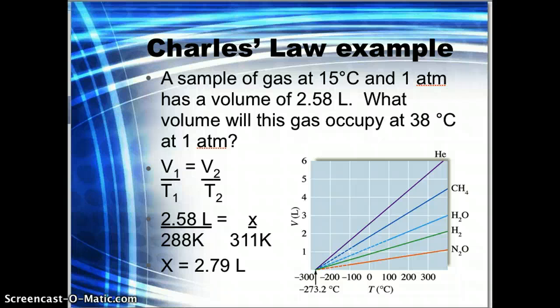So we've got to take our 15 degrees C and convert that to Kelvin. So that'll give us 288 Kelvin. We've got our 2.5 liters, so you can see right here, there's our relationship, our V1 and our T1.